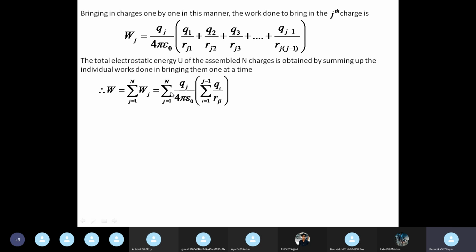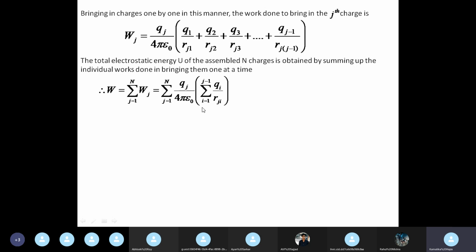So we get summation j equal to 1 to n, Qj by 4 pi epsilon naught, and inside the bracket we have another summation. This I represent as the summation i equal to 1 to j minus 1 Qi by Rji. Do you understand this? This summation is representing this term inside the bracket. And this summation is for all the individual works done by each charge. So we have two summations running.